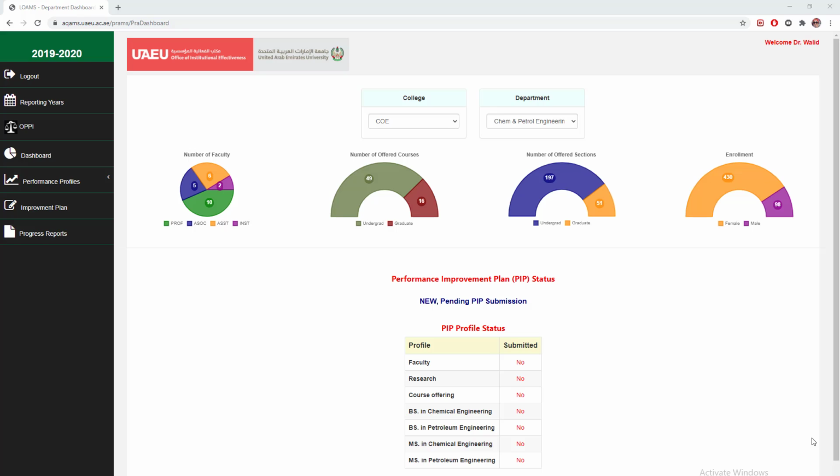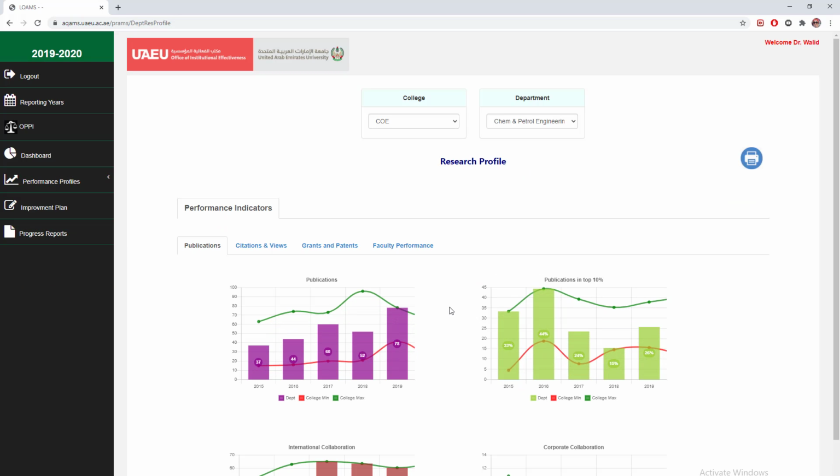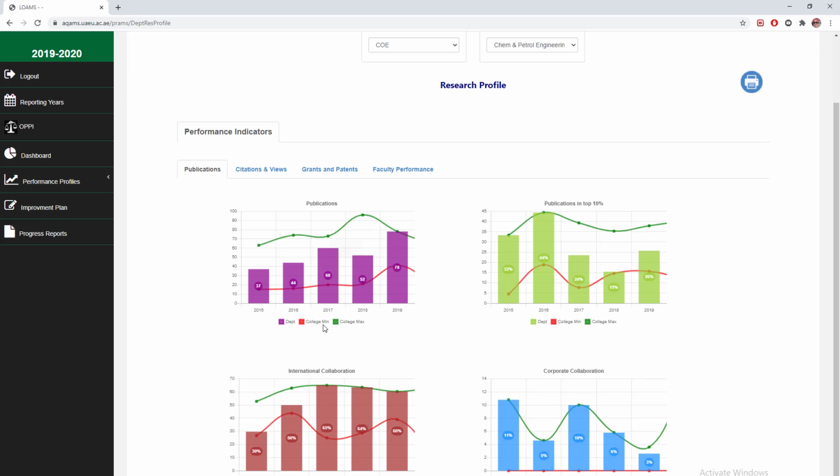In this video we're gonna talk about the research productivity, the second profile under performance profiles. To access the research indicators, you go to performance profiles, then select research productivity. We have here 4 different tabs: one for publication, one for citations and reviews, one for grants and patents, and one for faculty performance. Before we start talking about the different indicators, I just would like to mention that all the numbers that we present here are collected directly from Scopus.